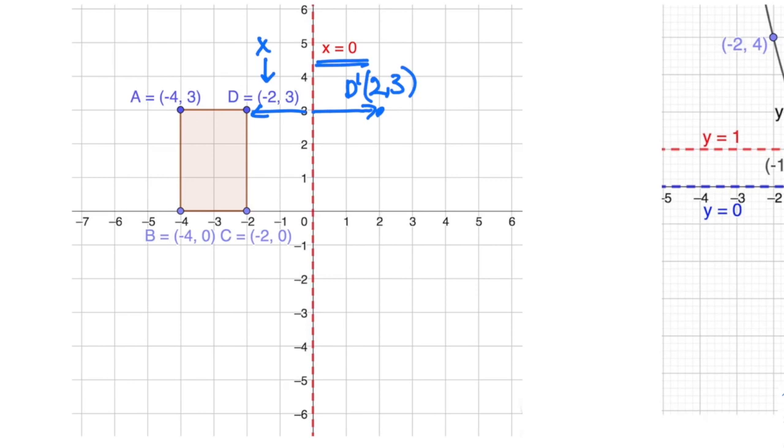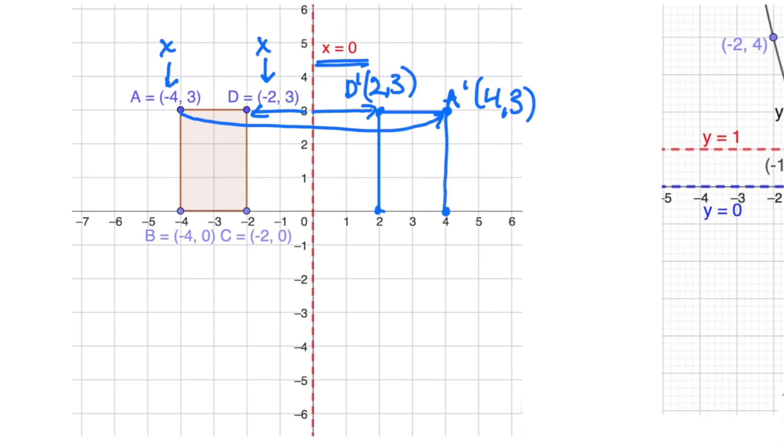So you can imagine that this value is going to do the same thing. So the distance from -4 to x equals 0 is 4, and then y stays the same. So I know you could do this also visually just by thinking about this as though it's a mirror. Okay, but we want to go a little bit deeper than that. So this is going to be C prime and B prime.